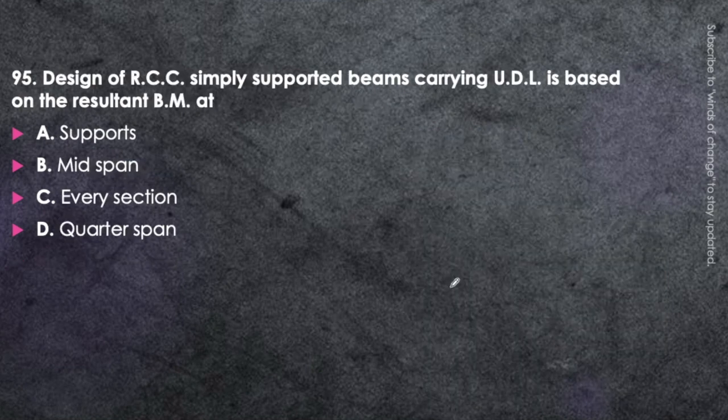Next question. Design of RCC simply supported beam carrying UDL is based on the resultant bending moment at support, midspan, every section, or quarter span. Since the design is based on the resultant bending moment, we have to find out where the bending moment will be maximum. The maximum value of the bending moment has to be at the midspan, so option B will be the correct one. Memorize it, it is an easy question.